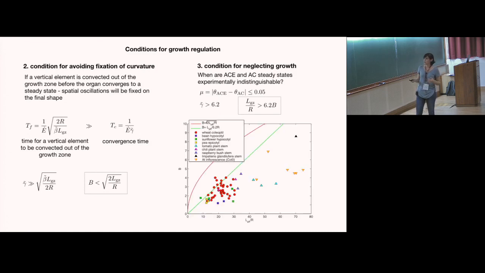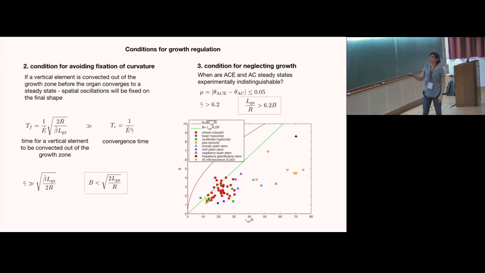So here they did basically a variety of experiments over, as you see here, many different types of plants. And these lines represent, so the green line is, okay, let's start with the red line. The red line is this. So this is the condition for avoiding fixation. You have B as a function of the growth zone divided by R, okay, this here. So this is the square root, and it's this requirement. And the green line is this. So this is the condition for allowing you to neglect growth.